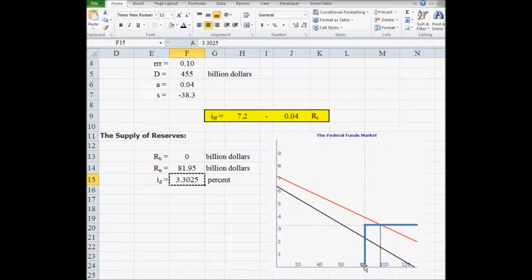Otherwise, if it remains at 81.95 billion, the federal funds rate would actually rise up to this level. So the Fed's got to make discount loans in the amount of this difference graphically. The difference between this value here and that value there is the amount of discount loans the Fed has got to make to keep the federal funds rate from rising above 3.025.